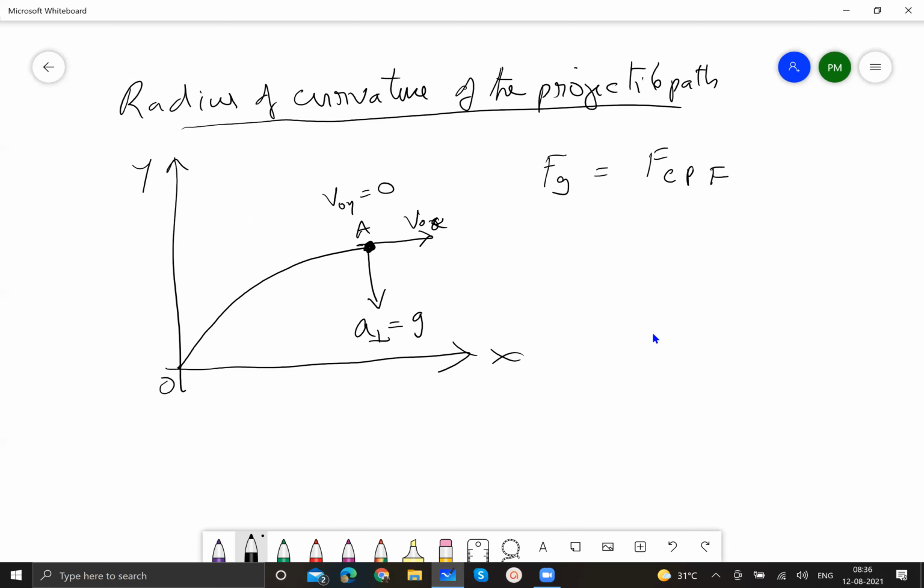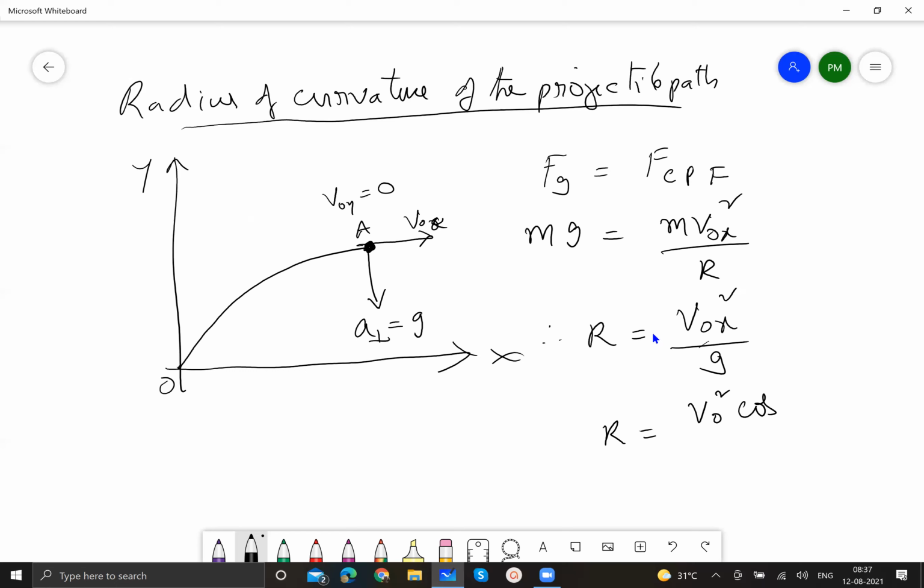So here I can write it as mg is equal to m v naught square by r. Therefore, this is a simple concept. R is equal to v naught square by g, standard formula. So R can also be written as v naught square cos square theta by g. If you are comfortable with u, then u square cos square theta by g.